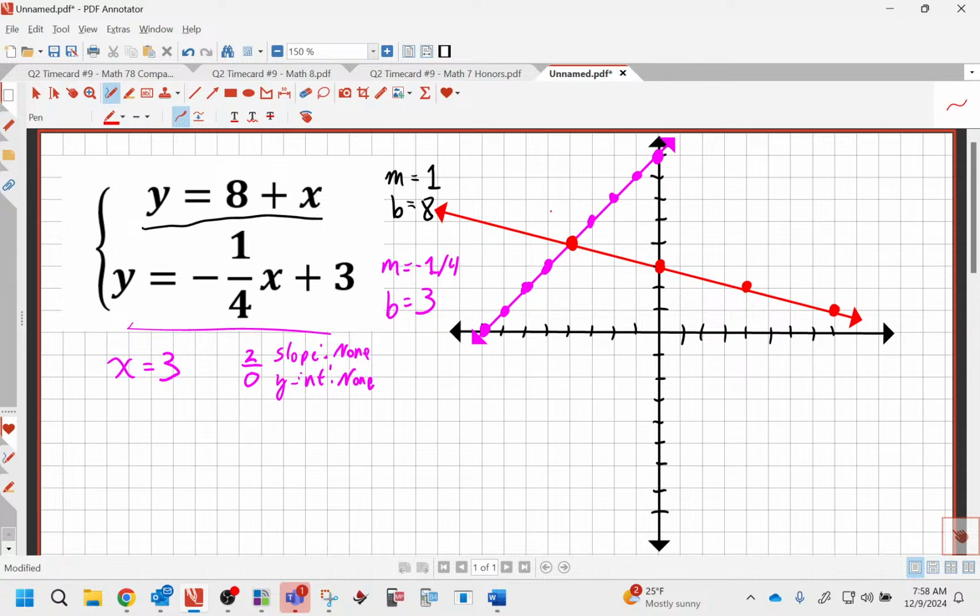Level 3 is you actually graph all this and then tell me the solution, which, by the way, is what, Sam? How many of us got negative 4, comma 4 as our solution, or see how we got that? Perfect.